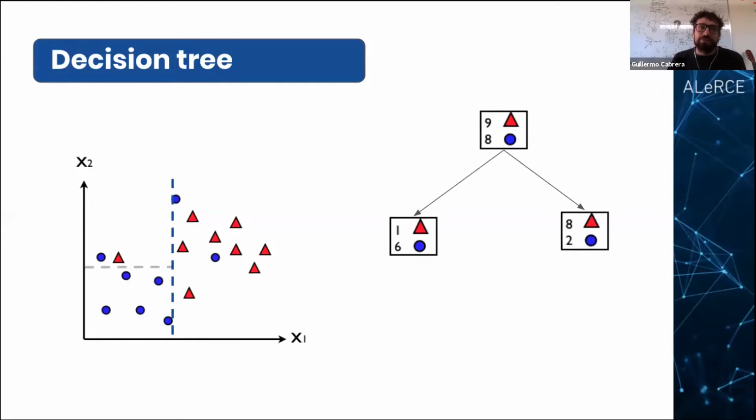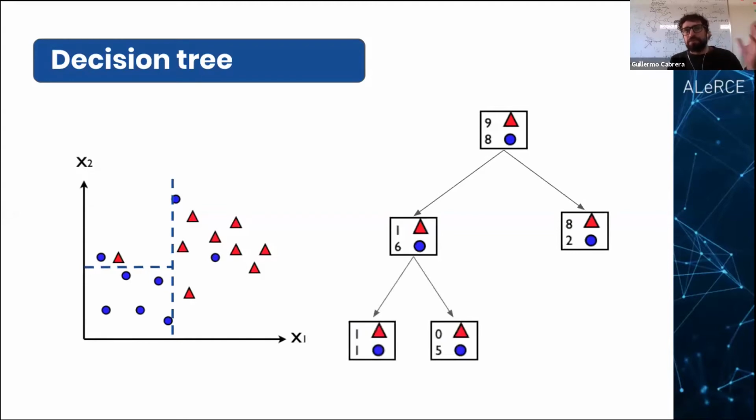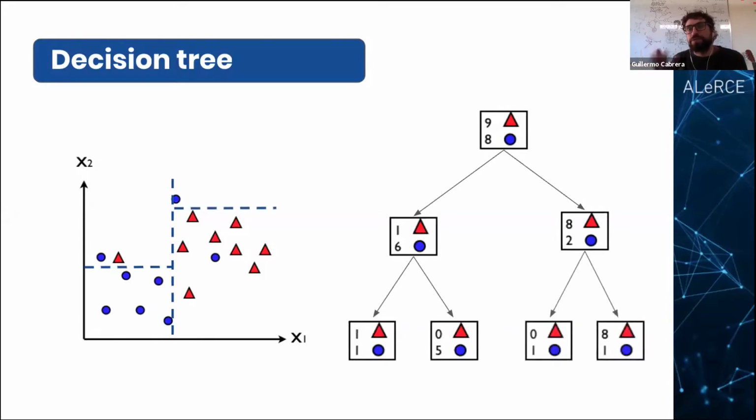And I can continue doing this, right? Now I can split on the X2 coordinate, and I'll have 2 sub boxes, right? And I can continue doing this and so on and so forth. So this is what a decision tree is, right?